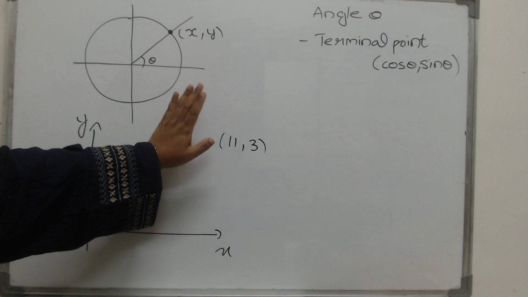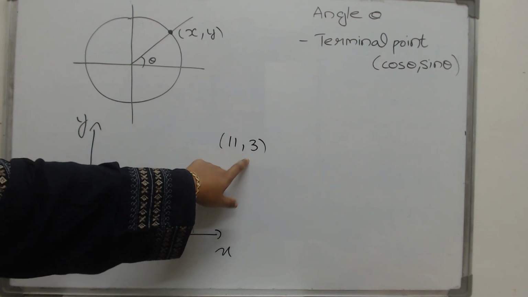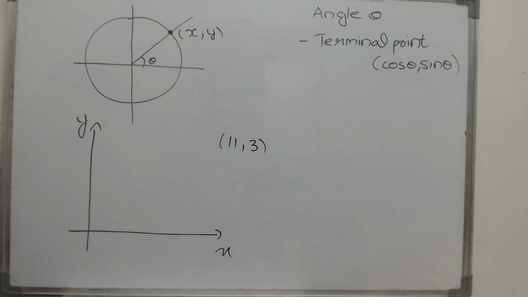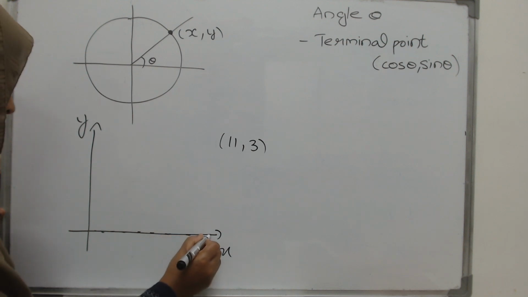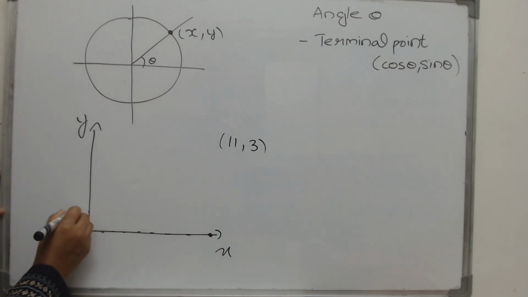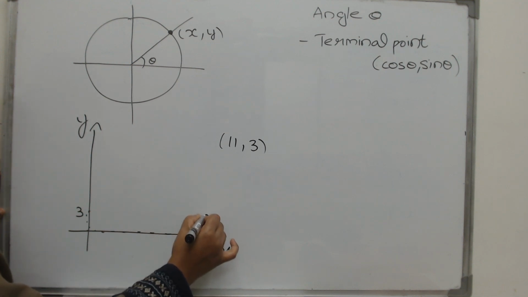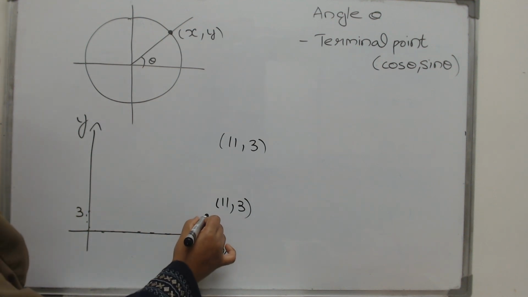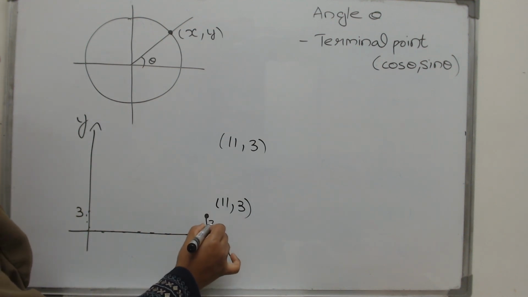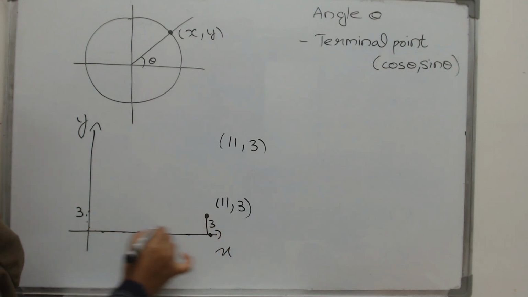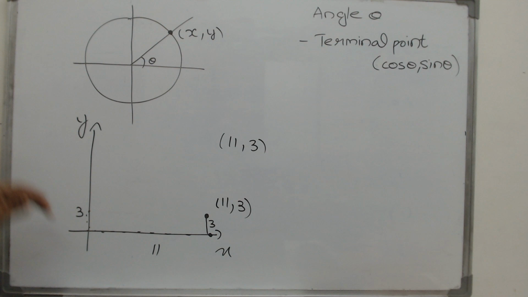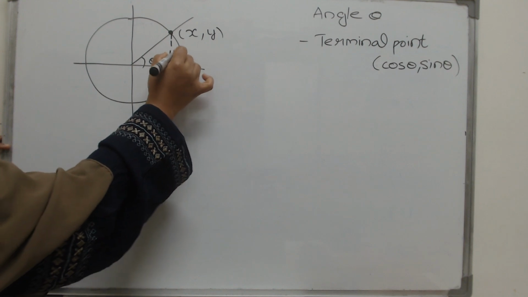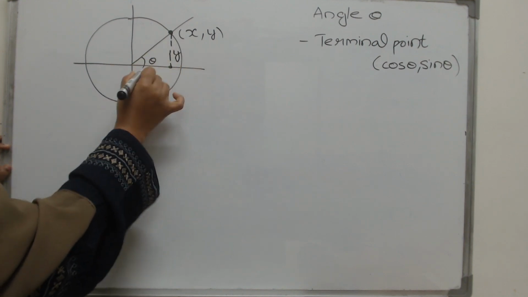Now, how do you locate such a point, the ordered pair (11, 3), in the xy plane? This point lies 11 units along the x-axis and 3 units along the y-axis, and the place where they meet is (11, 3). Now, if I draw a perpendicular line, then this distance will be 3 and this distance will be 11. So if I draw a perpendicular here, then this distance will be y and this distance will be x.